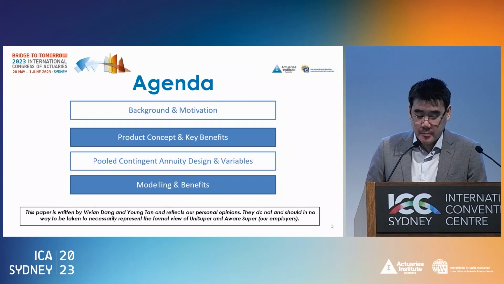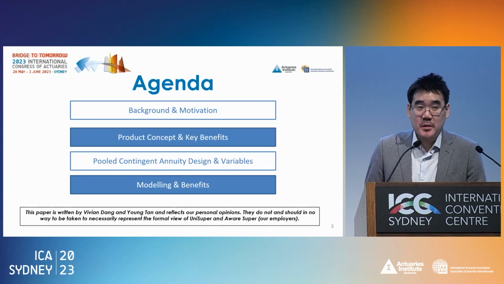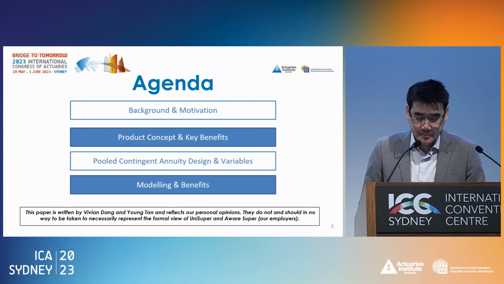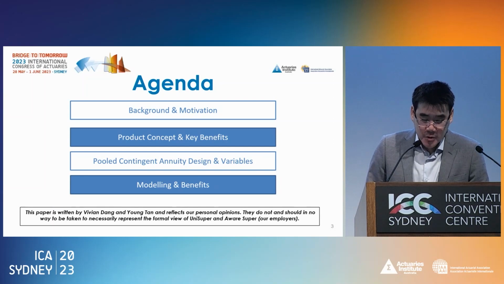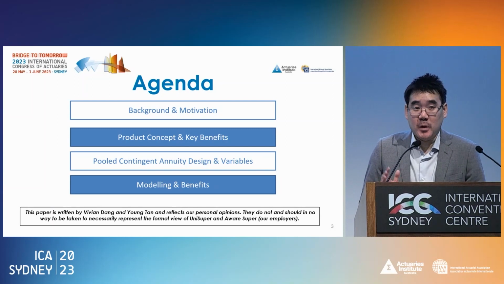I will start with some background information, which might be useful for those of you who aren't practicing in Australia. I'll also explore what we mean by this product design at a high level and why we think it offers value in the Australian market. Young will then explain further the key design variables, what should be considered, and then he will finish off by taking one particular design approach, a straw man, and demonstrating some of our initial modelling results.